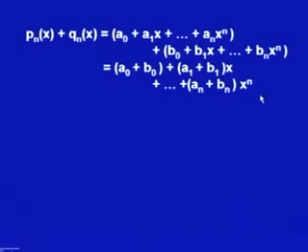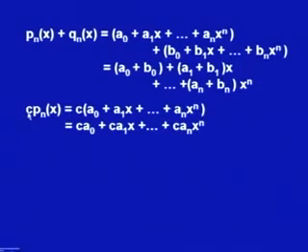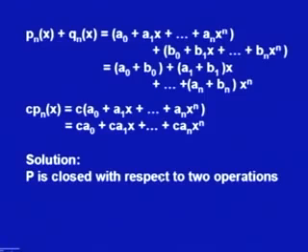Now this is called polynomial addition, while the scalar multiplication by a scalar c is defined as c Pn(x) is equal to c times the polynomial, and if you simplify it, it is c a0 plus c a1x plus up to c an xn. Now with these two operations, we say that this set forms a vector space.